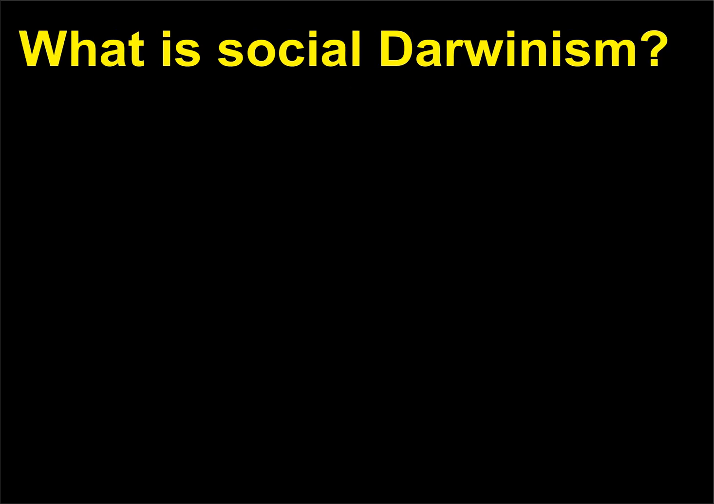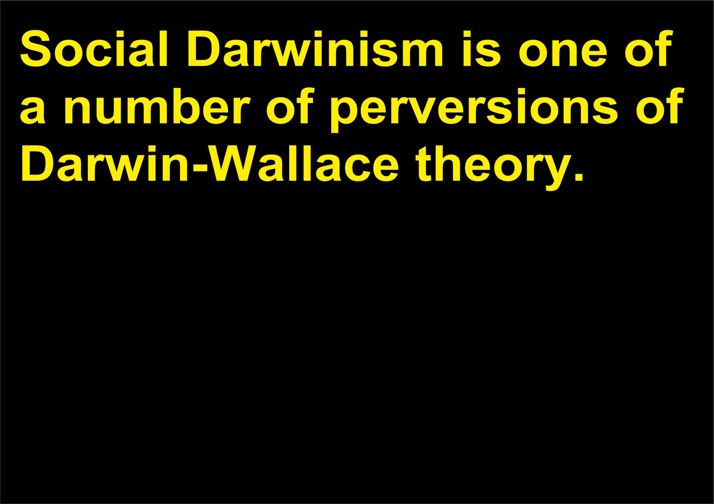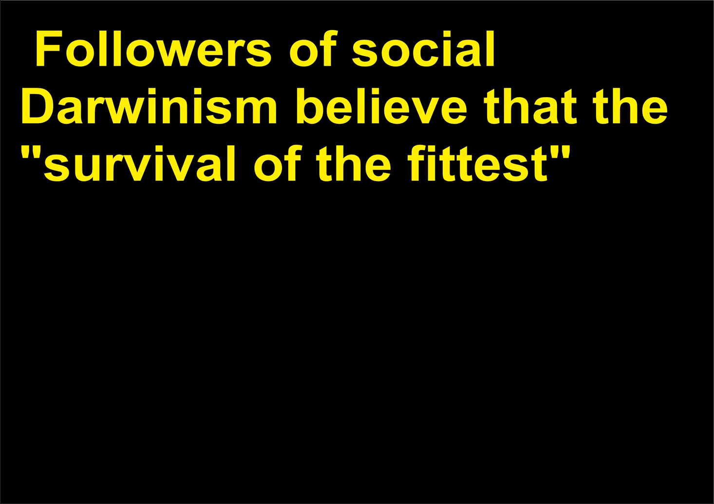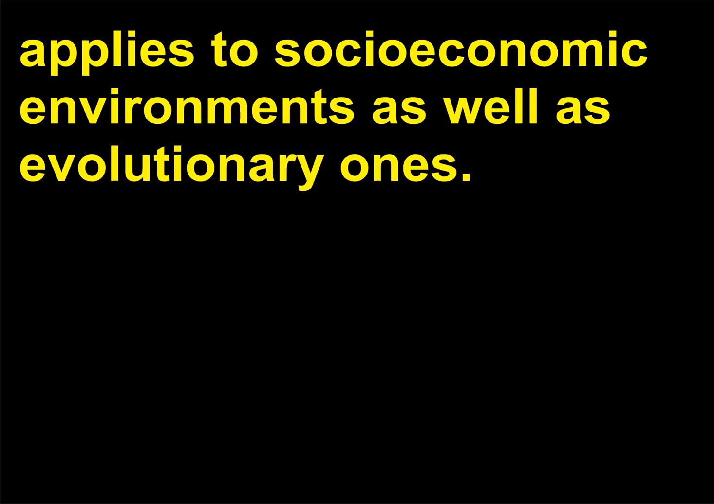What is social Darwinism? Social Darwinism is one of a number of perversions of Darwin-Wallace theory. These movements attempt to use evolutionary mechanisms as excuses for social change. Followers of social Darwinism believe that the survival of the fittest applies to socio-economic environments as well as evolutionary ones.